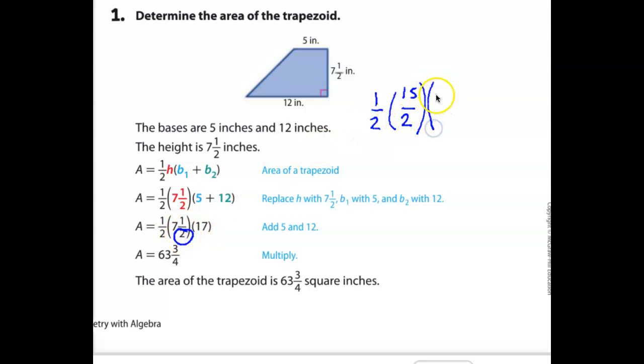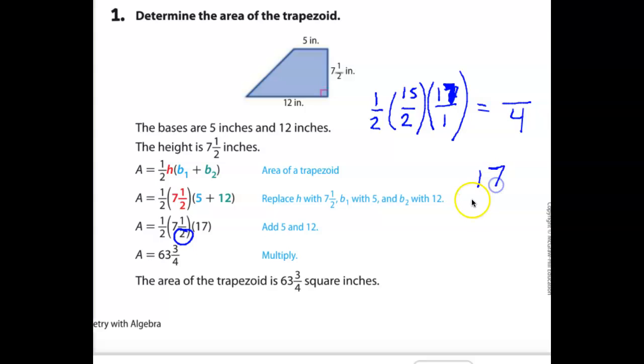And then we're going to multiply that by 17, which is the same as... okay, I don't know why I wrote 12. That's crazy. Same as 17 over 1. I'm fixing that mistake. Now I'm looking, and I don't think I can really simplify anything before we continue. So let's multiply all the way across the denominator: 2 times 2 times 1. So the denominator is now going to be 4. And 1 times 15 times 17.